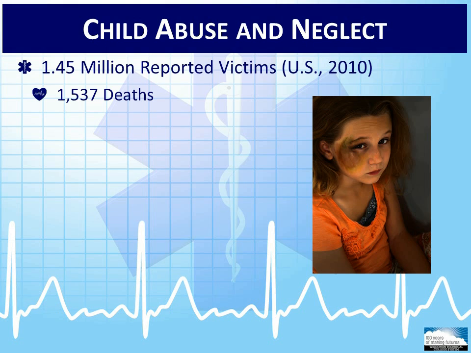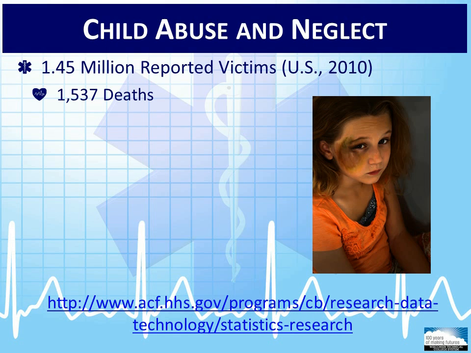Reporting of abuse and neglect is made to the National Child Abuse and Neglect Data System. Under the Federal Child Abuse Prevention and Treatment Act, 42 U.S.C. Section 5101, child abuse and neglect is defined as any recent act or failure to act on the part of a parent or caregiver which results in death, serious physical or emotional harm, sexual abuse or exploitation, or an act or failure to act which presents an imminent risk of serious harm.